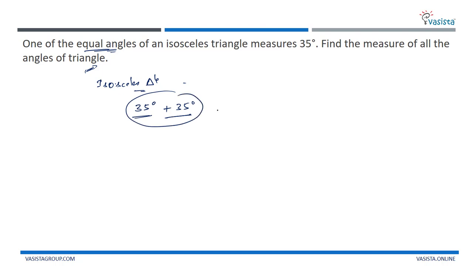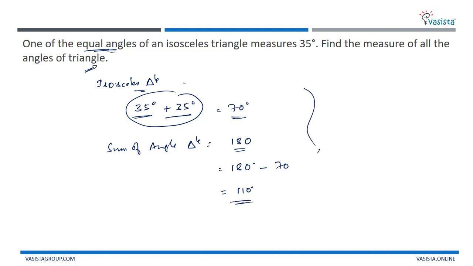So 35 plus 35 is going to become 70 degrees, the sum of the two angles. But the sum of the angles of a triangle is equal to 180 degrees. So this means 180 degrees minus 70, which is going to be 110 degrees. So that's what the angles of the triangle are. One is 110 degrees, the second one is 35 degrees, the third one is 35 degrees. So this is the answer.